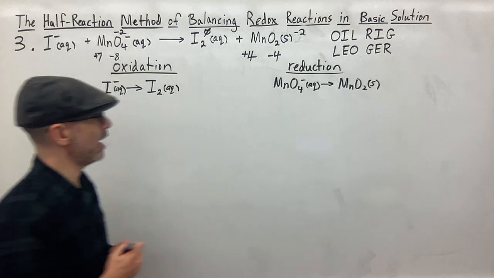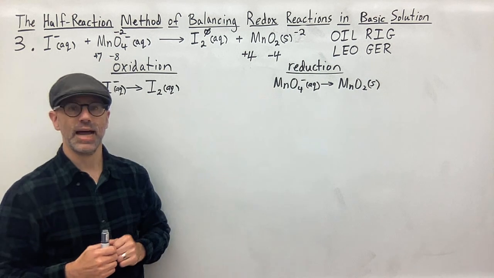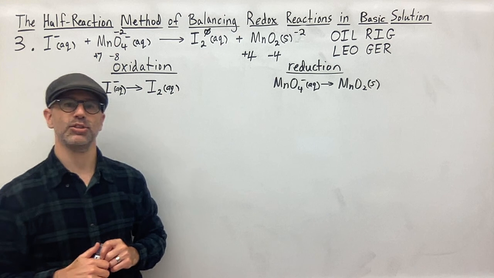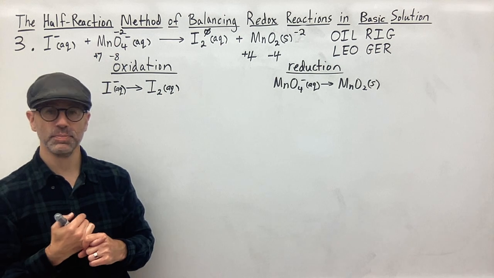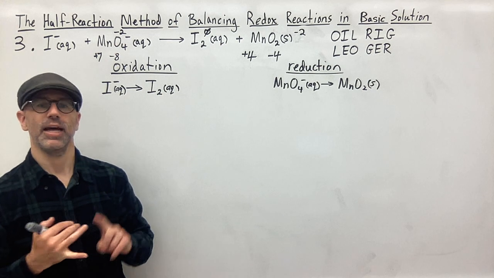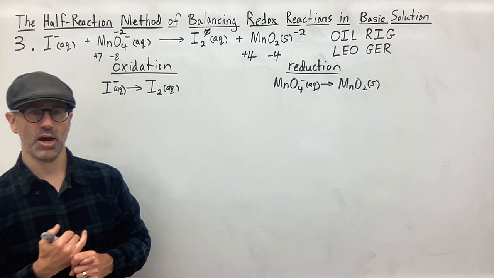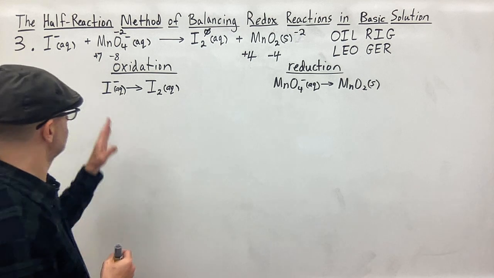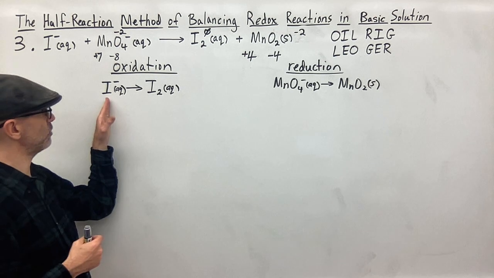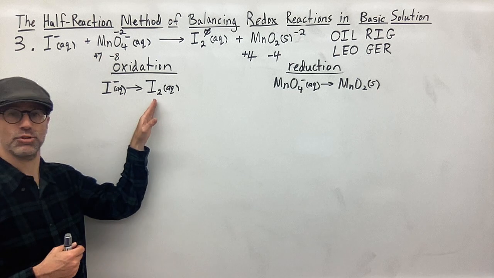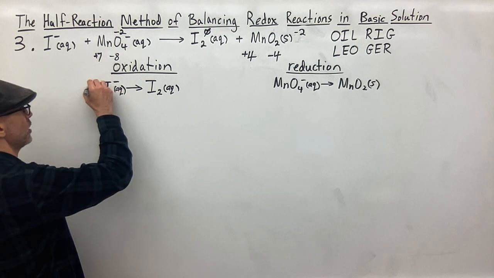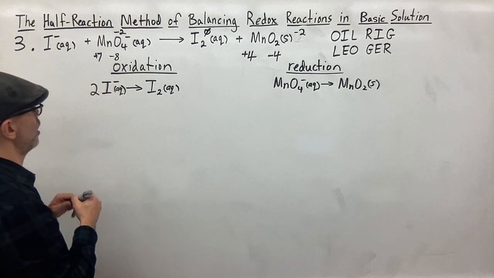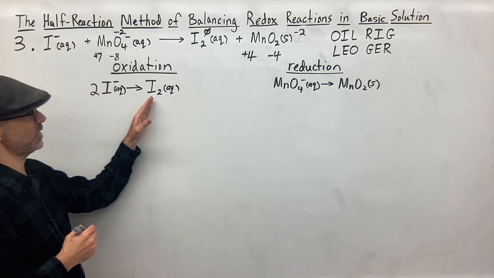Okay, we have our two half reactions. Now the next thing to do is to balance them. So we're first going to balance the atoms, make sure the atoms balance out, and then we'll balance the charge. So here we have 1 atom of iodine, here we have 2 atoms of iodine. So we need to put a 2 coefficient here. So now the atoms are balanced on this side.